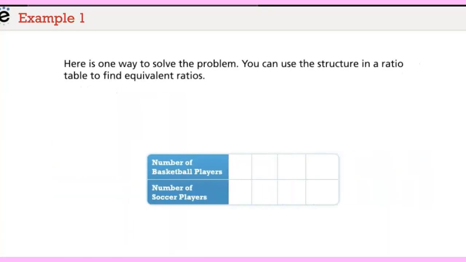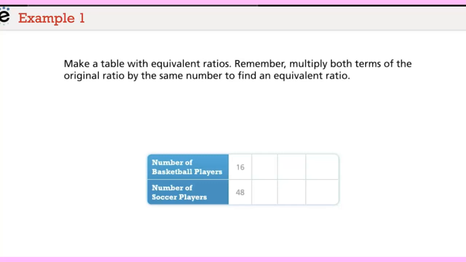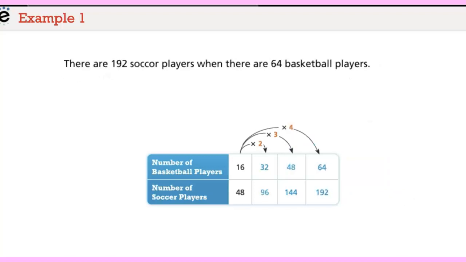Here is one way to solve the problem. You can use the structure in a ratio table to find equivalent ratios. Make a table with equivalent ratios. Remember, multiply both terms of the original ratio by the same number to find an equivalent ratio. So we did this in the beginning. So if you multiply the numerator by 2 or by 3 or by 4, you remember that you have to do it the same way in the denominator. There are 192 soccer players when there are 64 basketball players.